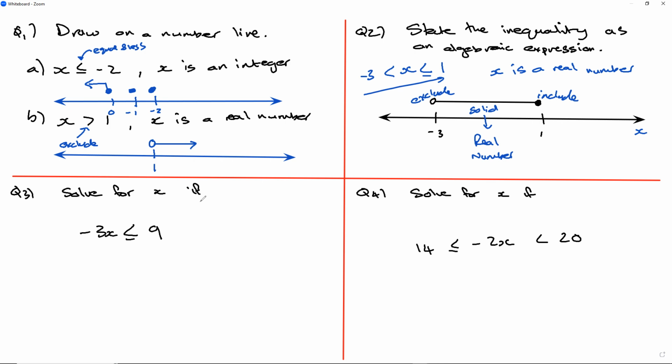Next one, solving for x. When we divide by a negative number in an inequality, what we have to do is swap the sign. When we multiply by negative on both sides, we also swap the sign. Here, -3 cancels out, leaving you with x, and x is less than or equal to 9 divided by -3 is -3. Okay, so x is less than or equal to -3.